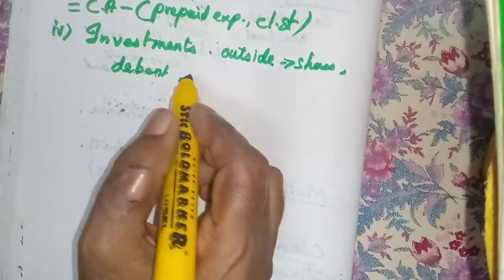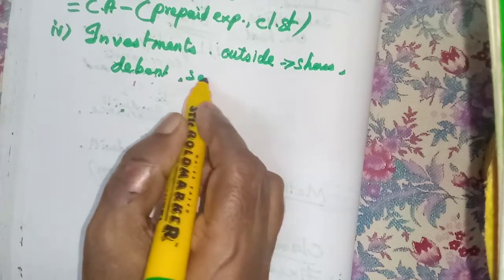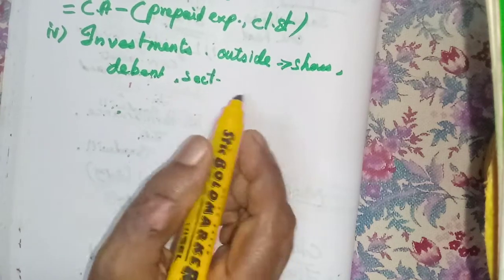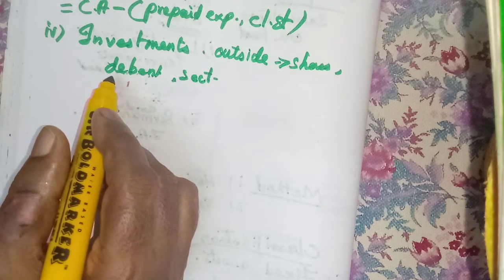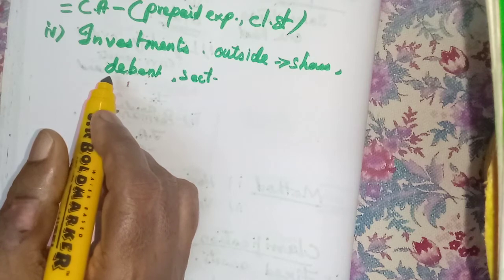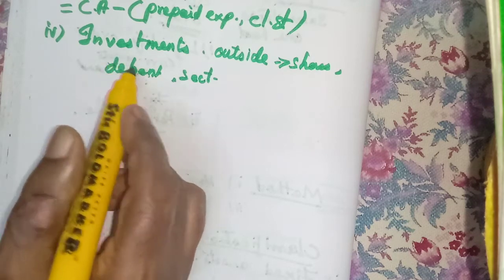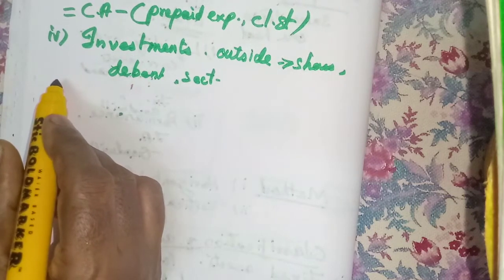Okay, and the debentures or any other securities they can invest in. So these are also current assets. We can call them short-term investments, and they will be grouped under the current assets.